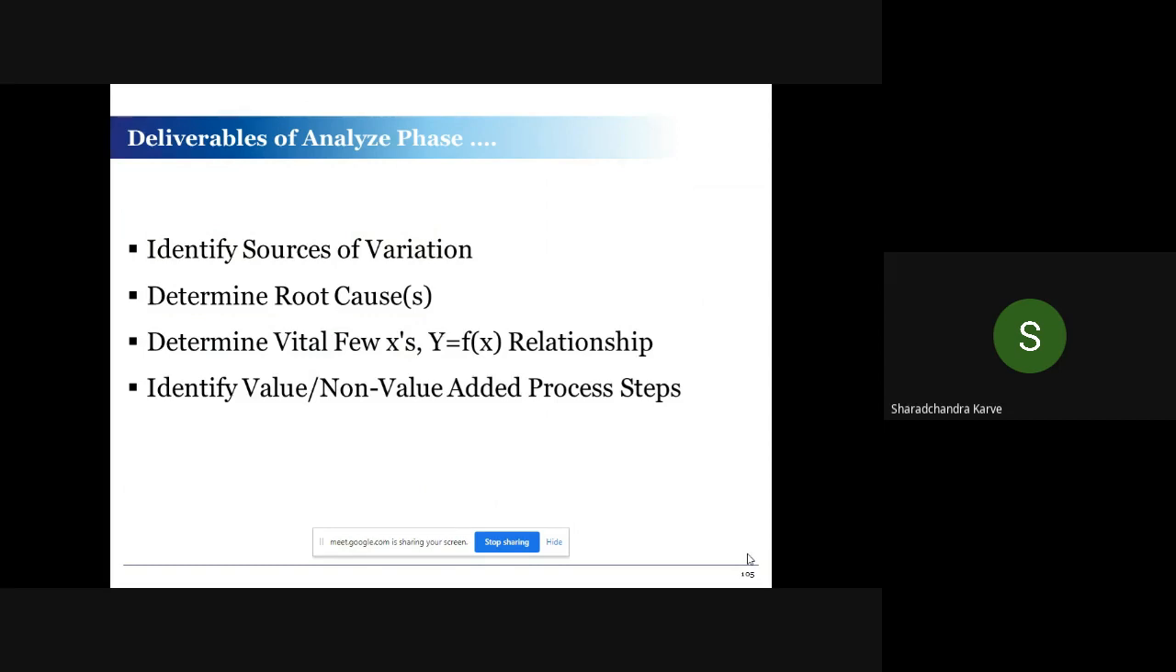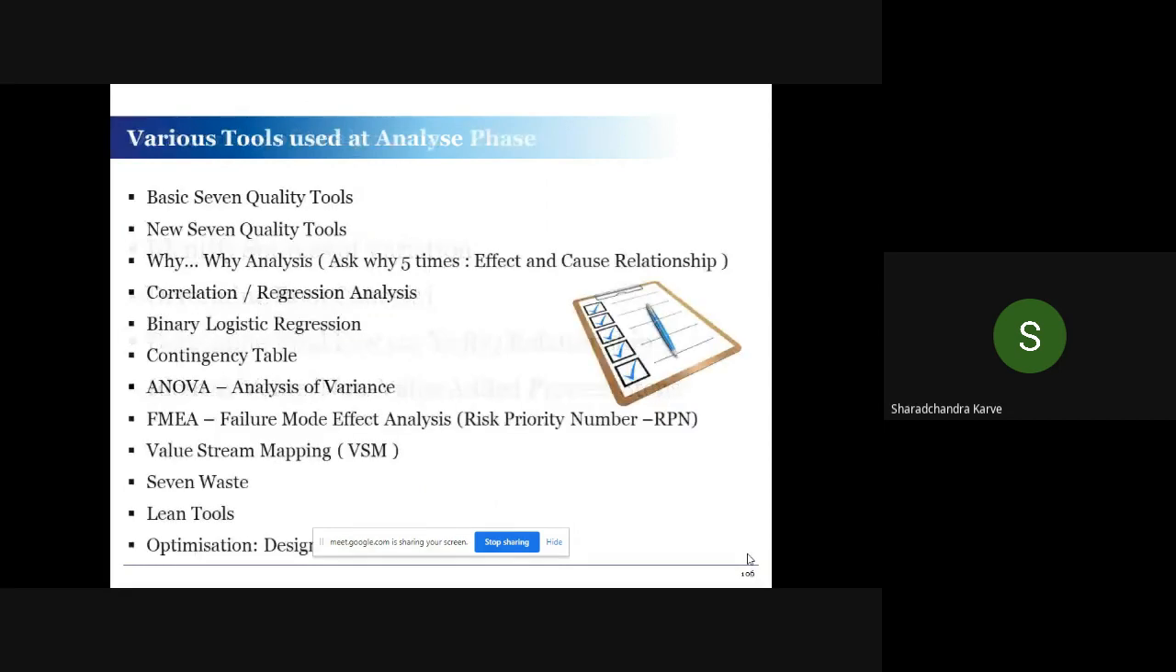So next slide, please. Basically we will try to focus on the basic 7 quality tools. There are various tools which are used in the analyze phase. These are the basic 7 QC tools. Then there are the new QC quality tools. Then Y-Y analysis, correlation analysis, binary logistic regression, contingency table, analysis of variance, failure mode effect analysis, value stream mapping, 7 waste, lean tools, and optimization using design of experiments.